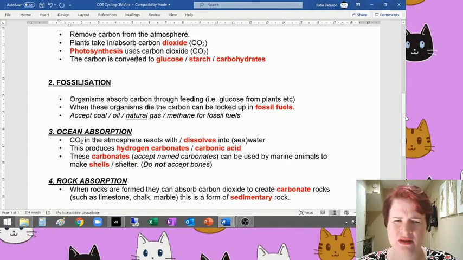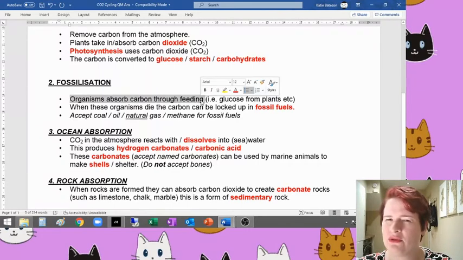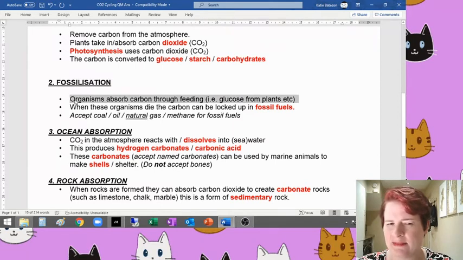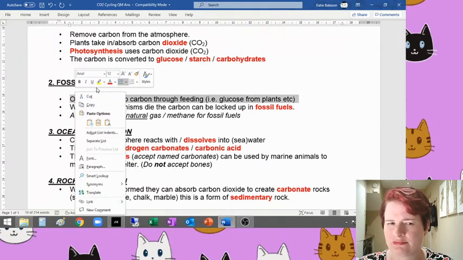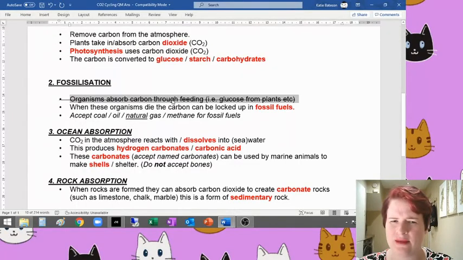Now, depending on how you've worded this, you might not have got the marks. In fact, this mark scheme here isn't particularly well worded. It says organisms absorb carbon through feeding. Yeah, that's not removing it directly from the atmosphere then. So technically, that bit is a little bit wrong, so we're going to ignore that bit for now.